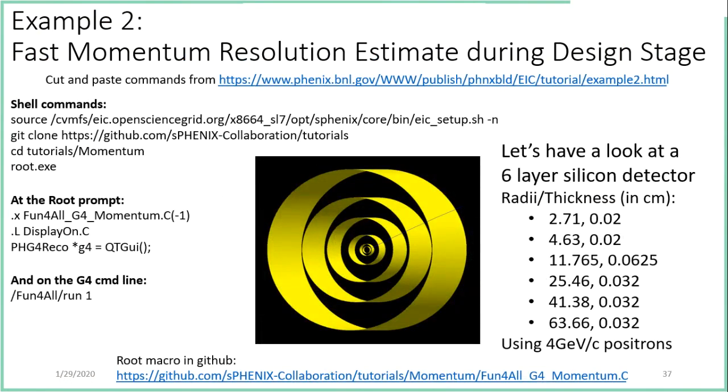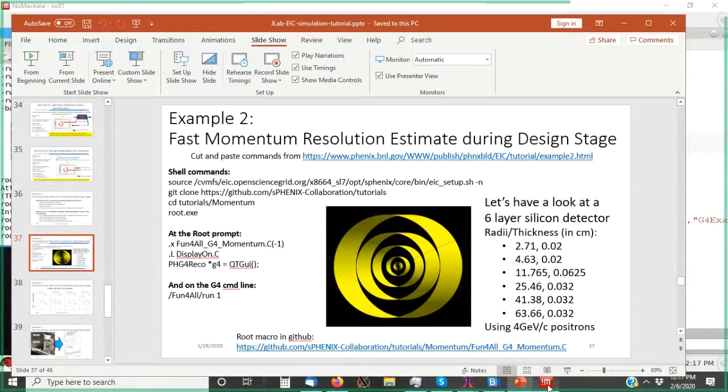What we're going to use is this cylinder setup. It's 6 layers of silicon. On the right, you find the radii and the thickness, in centimeters. This is actually an old silicon design from us, and it's already been optimized. So we're going to change a few things, and it will only make it worse. For this test, we're using 4 GeV positrons. Okay, let's go.